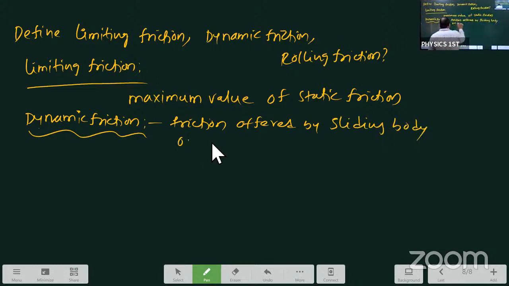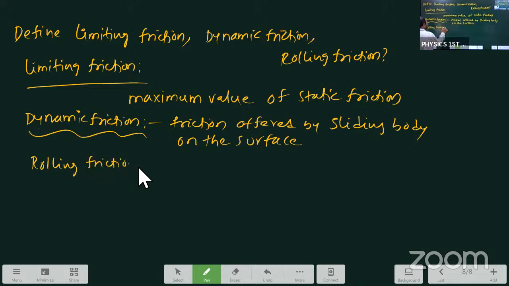On the surface. Just friction offered, friction encountered, friction applied, friction acting in between the sliding body and the surface. With respect to moving body and surface, what is the friction present? Dynamic friction. Next, rolling friction. You know road rollers, this one also roller only. You take a chalk piece, rollers, all cylindrical bodies. Rolling friction.